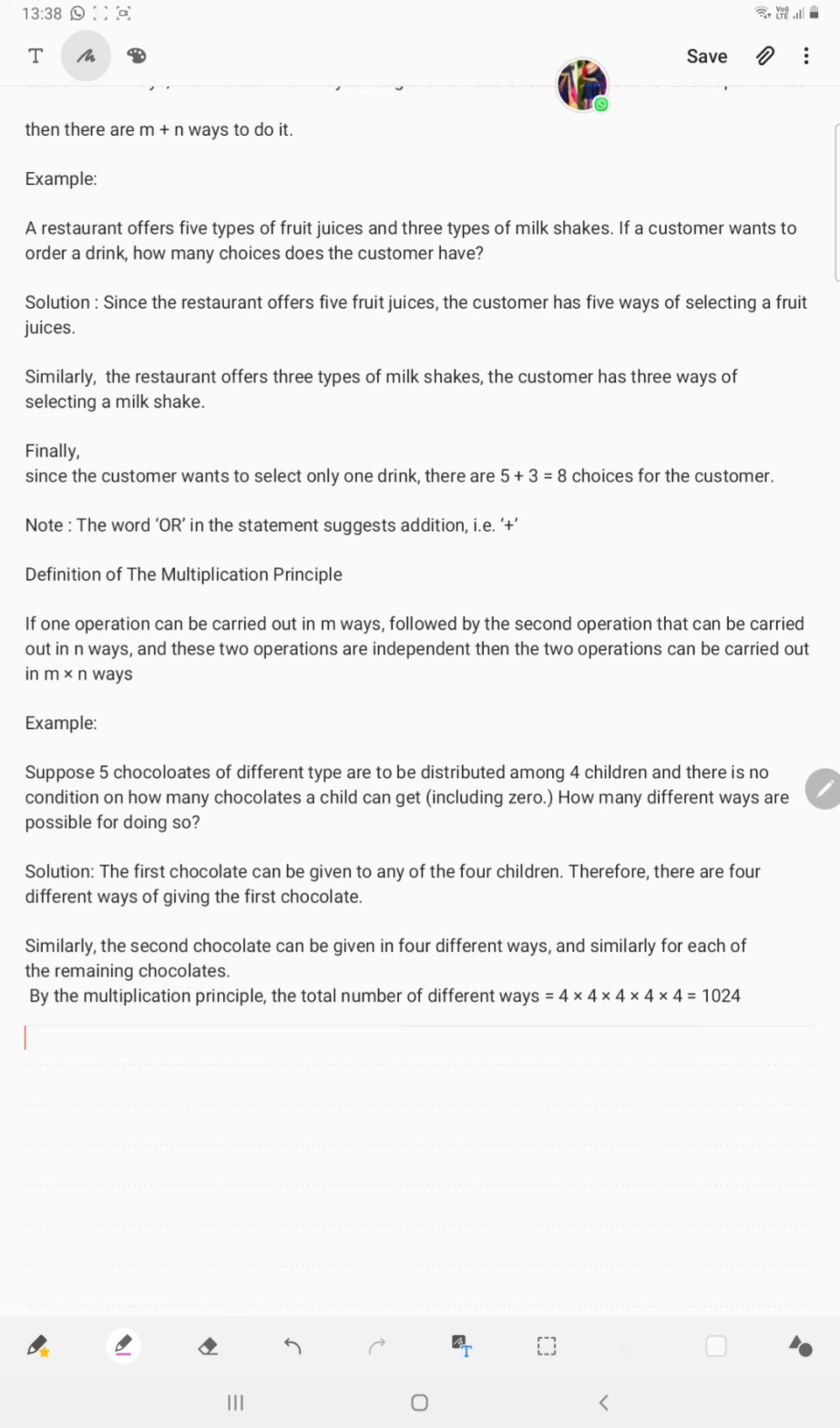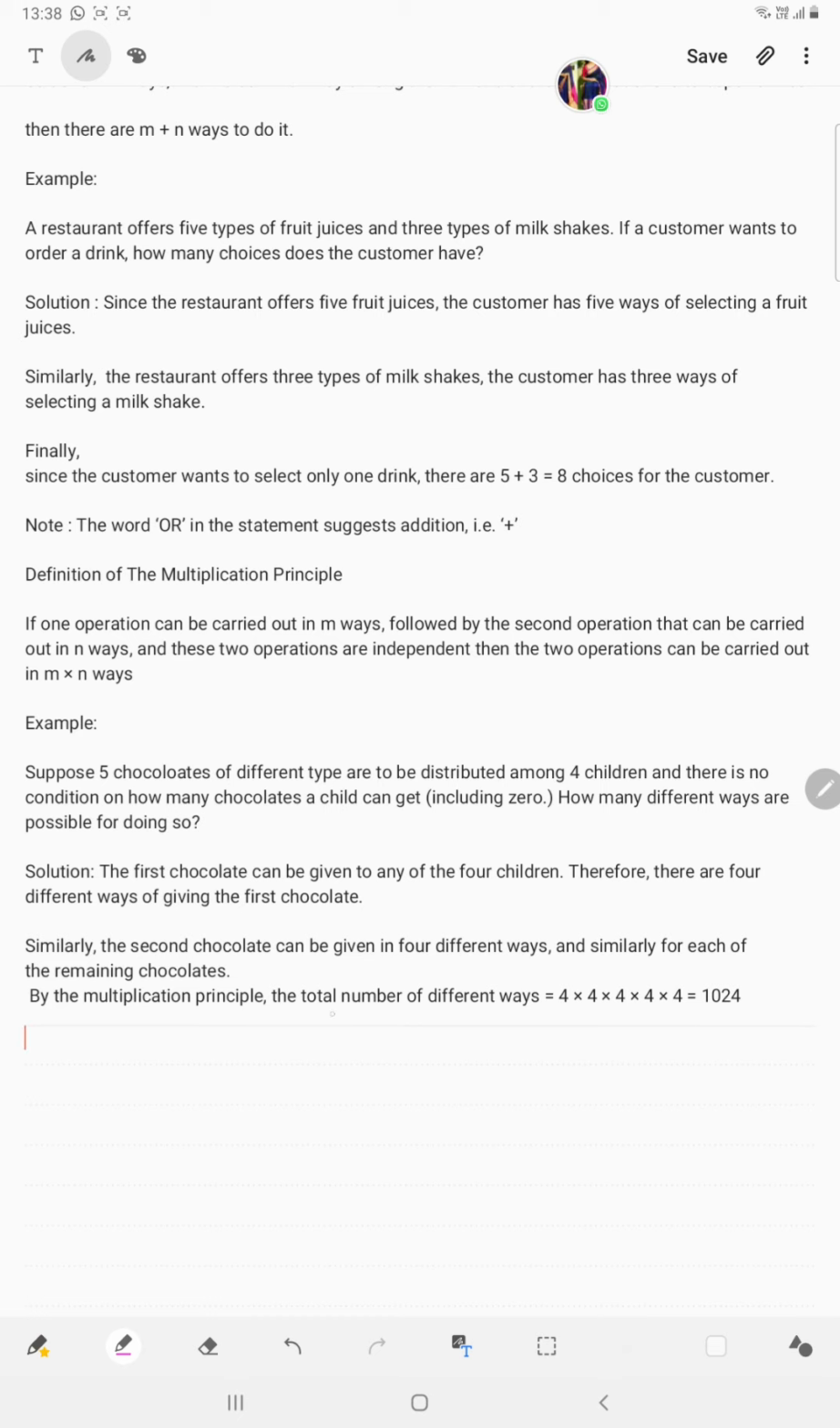Coming to the solution, the first chocolate can be given to any of the 4 children. Therefore, there are 4 different ways of giving the first chocolate. If one chocolate is distributed, then the second chocolate can be given in 4 different ways again for the same 4 children. Therefore, it is also the same thing, and the remaining chocolates also have the same choices.